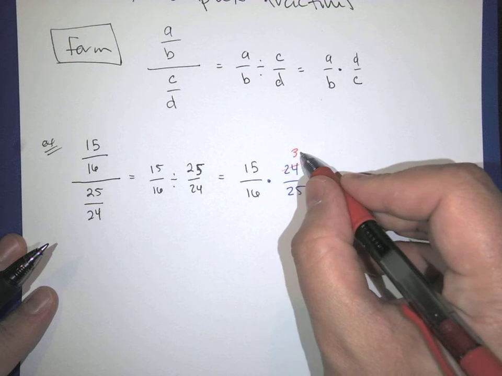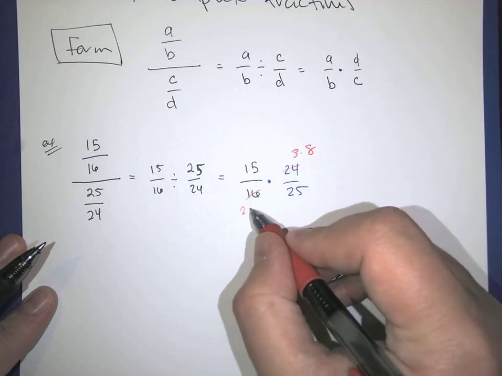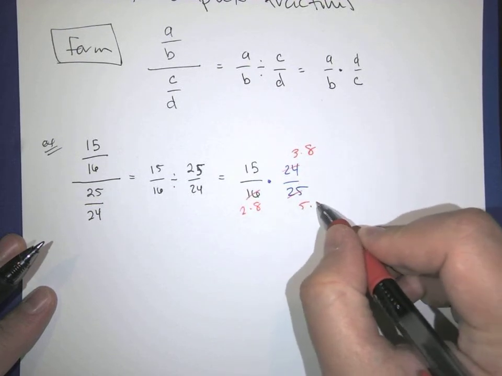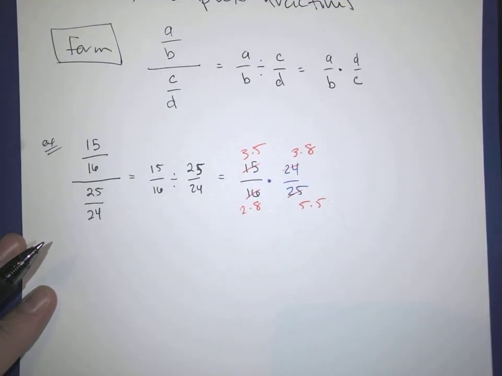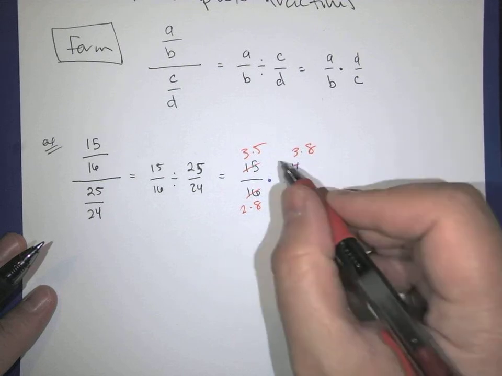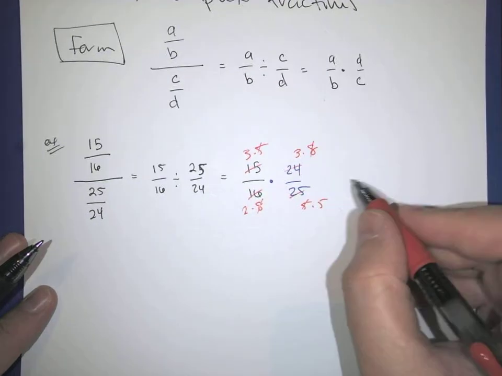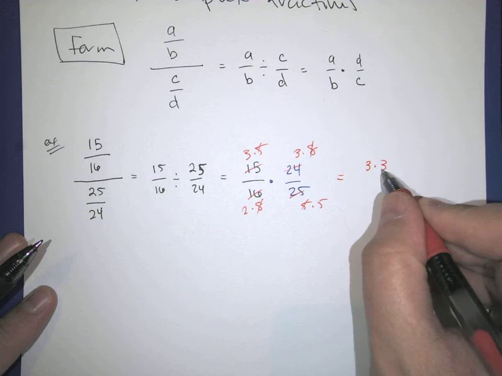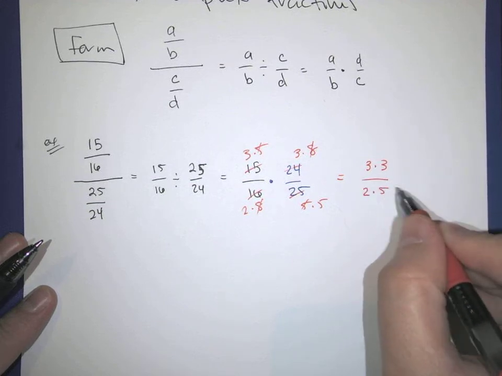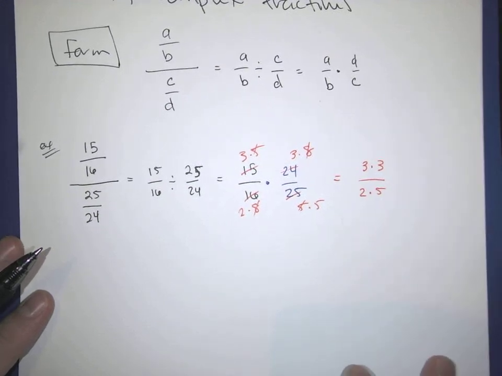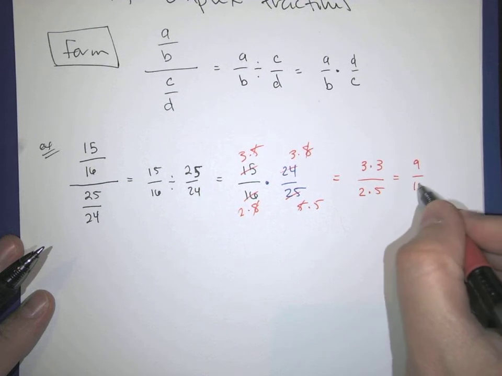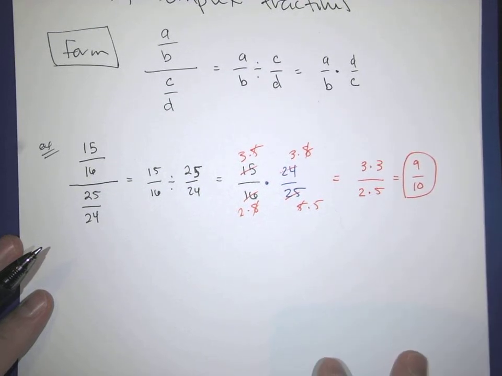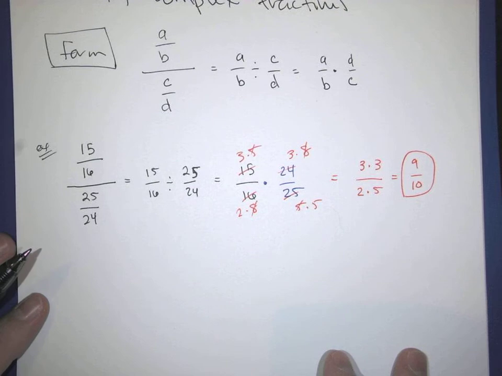What do we got? 3 and 8, 16 would be 2 times 8. 25 would be double 5s. 15 is 3 times 5. So we can do 5 and 5 come out of here, 8 and 8 come out of here. Let's rewrite what we've got left before this gets any more cluttered. Doesn't look like anything else is going to go. All these are reduced down to their primes. So the last thing to do is just multiply: 9 over 10. And that's going to be our final answer. Easy peasy, no big deal.